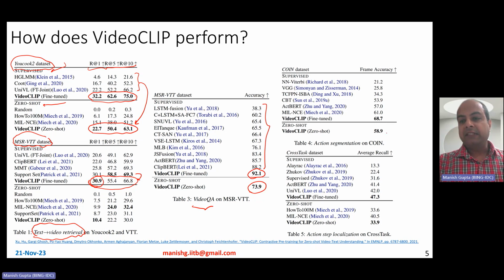On action segmentation, again, you observe that the fine-tuned VideoCLIP gives you better results, but the pre-trained version is not that bad. Similarly, on the action step localization task, you observe that again the fine-tuned VideoCLIP establishes state of the art. Okay.